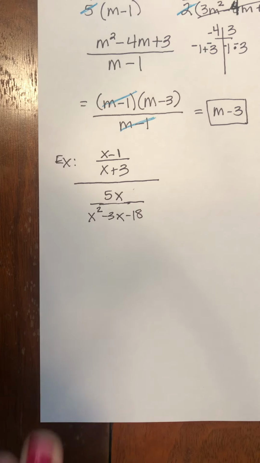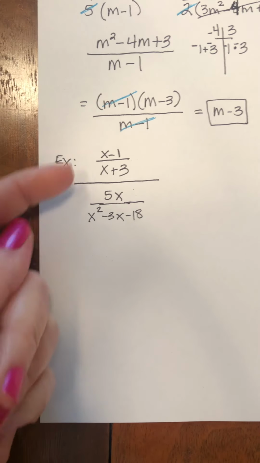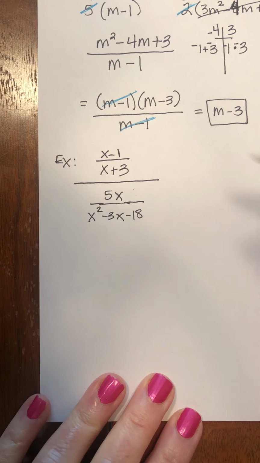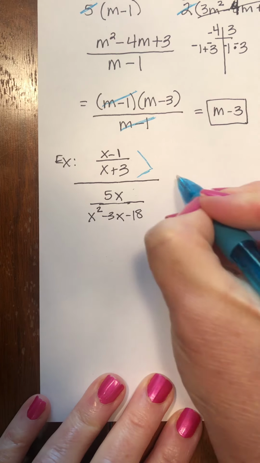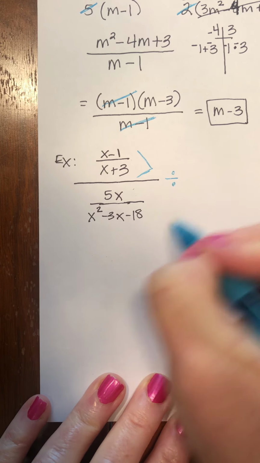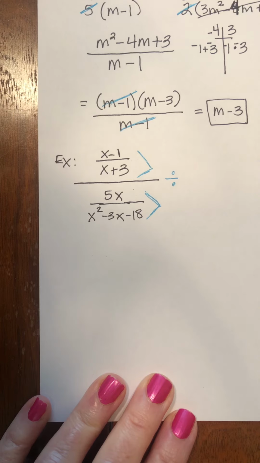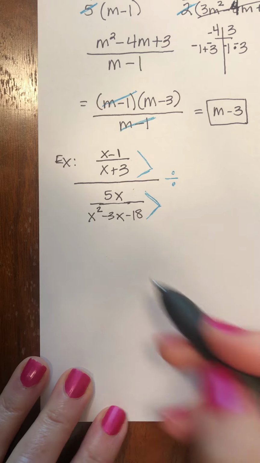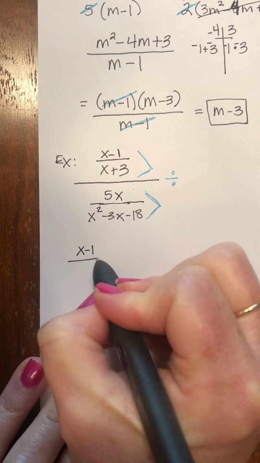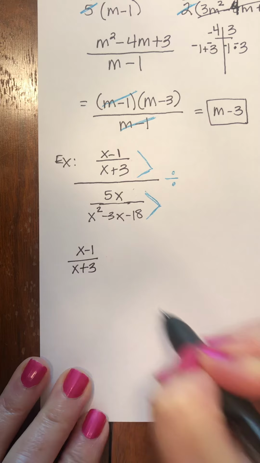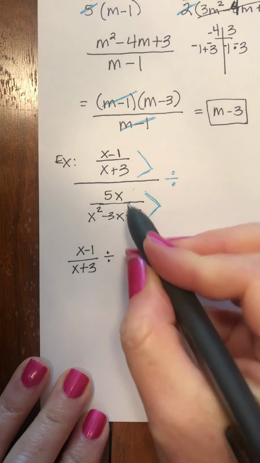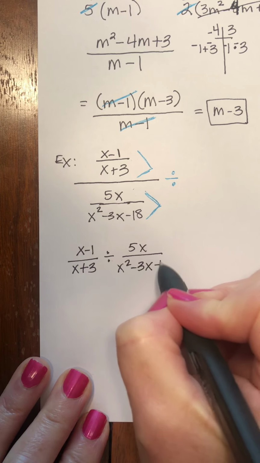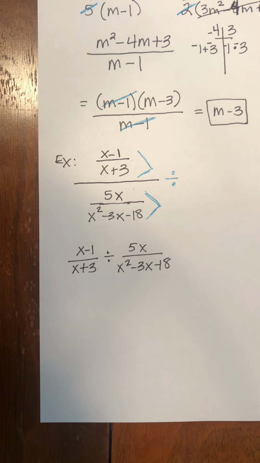So basically, this is called a complex fraction because you have one fraction divided by another fraction. So what I'm going to do is just make some notes. Okay, this is one fraction, this is the division symbol, and this is another fraction. What I'm going to do is rewrite this so that it looks like the other problem. So I'm going to recopy x minus 1 over x plus 3 divided by 5x over x squared minus 3x minus 18. Now it looks like the problem we just did.